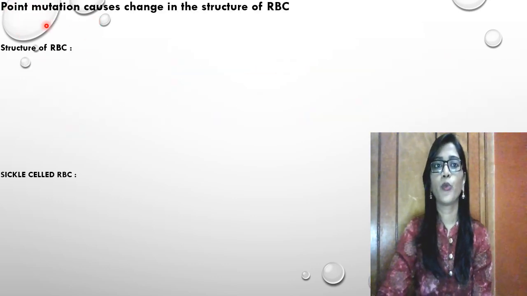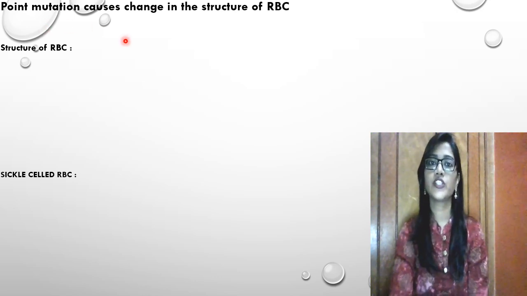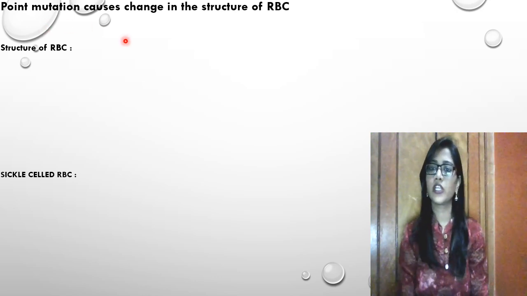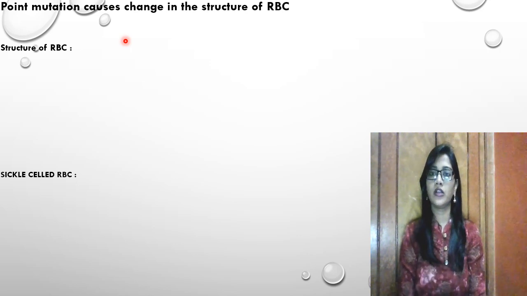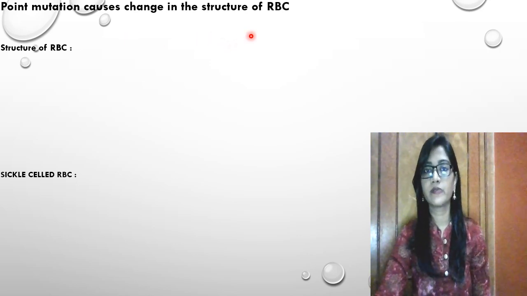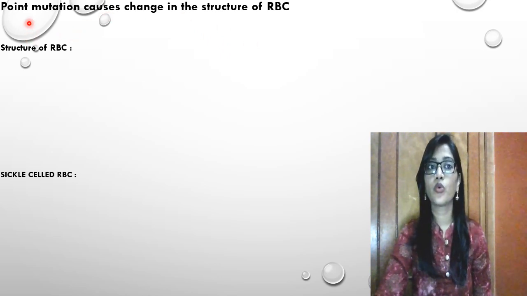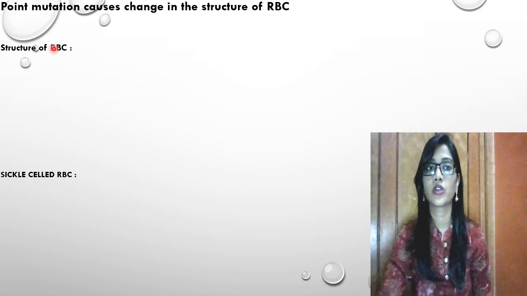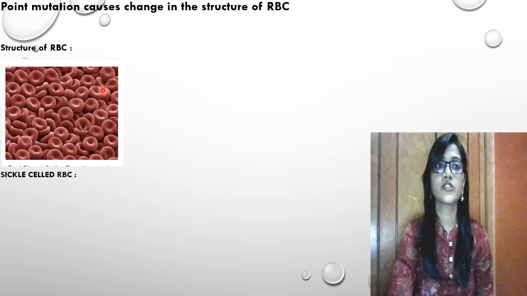You can observe the point mutation which causes a change in the structure of RBC. I have explained in detail earlier what mutation is, and we are going to study how mutation occurs, how we can observe the mutation phenotypically, the change in the structure. So you can observe the structure of RBC.